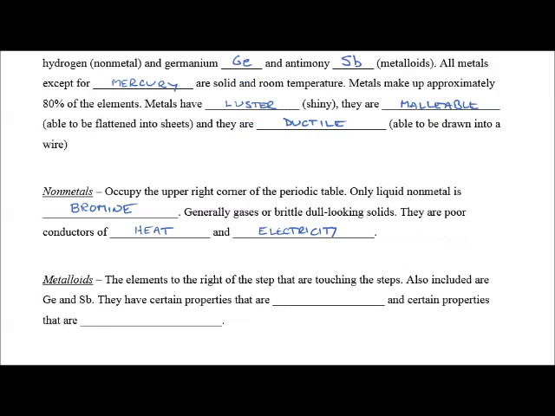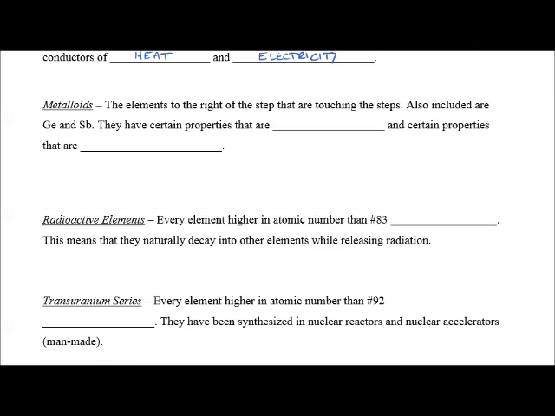And finally, we have the metalloids. They are to the right of the step. You should look to make sure you see them, but also Ge and Sb. They have certain properties that are metallic, and they can have certain properties that are non-metallic. So these are called the metalloids, and sometimes we will see the name semi-metal.